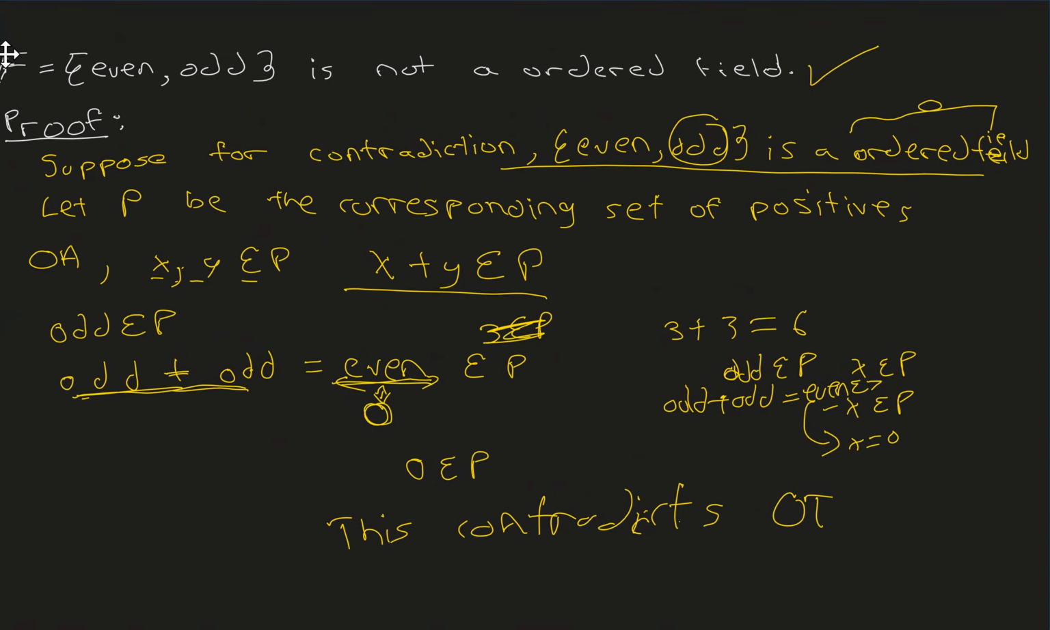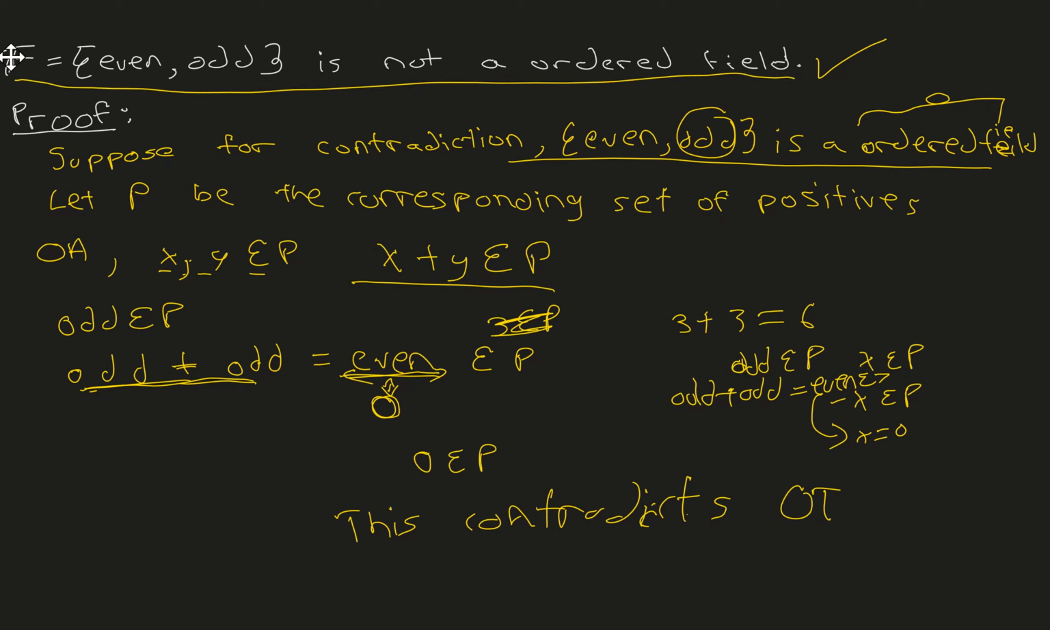So that is the proof. That is a formal proof which shows that the even odd field is not an ordered field. I hope you guys are getting this. I hope you understand the contradiction. Let's go over it one more time. We are supposed to show that the even odd field is not an ordered field. So we're doing a proof by contradiction, where we assume that the even odd field is an ordered field. Since we're assuming that, we should also assume that the three axioms of the ordered field should be followed.